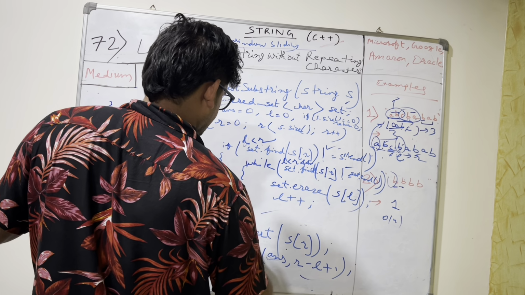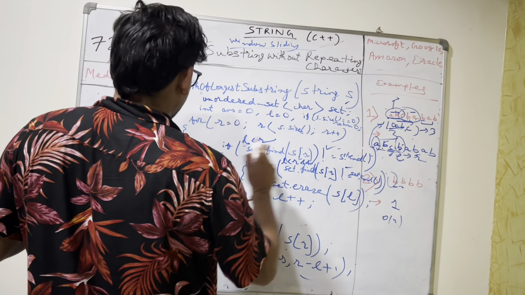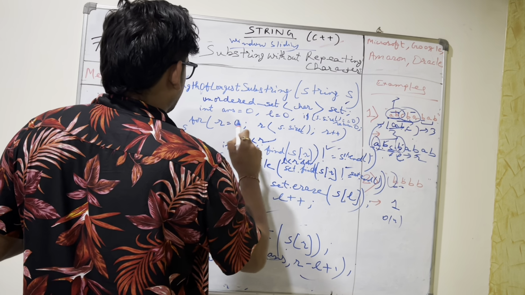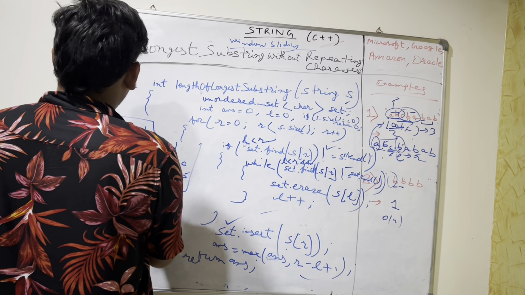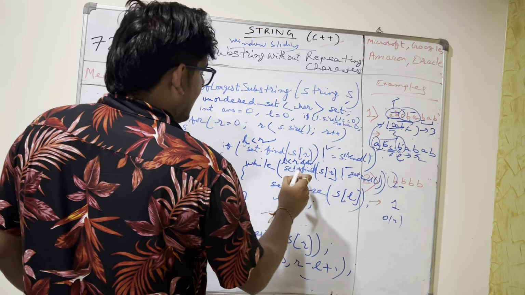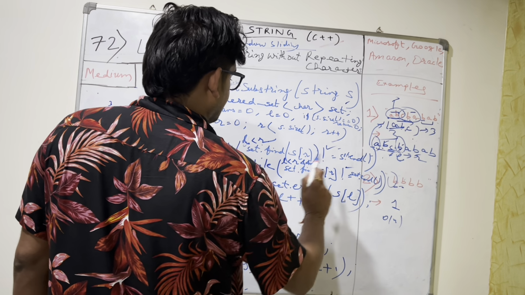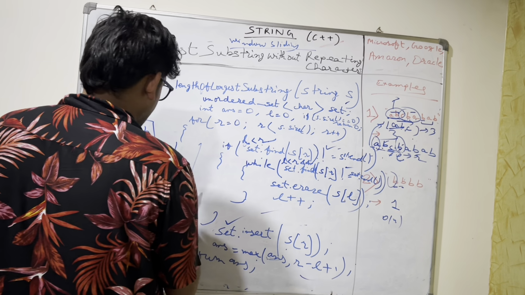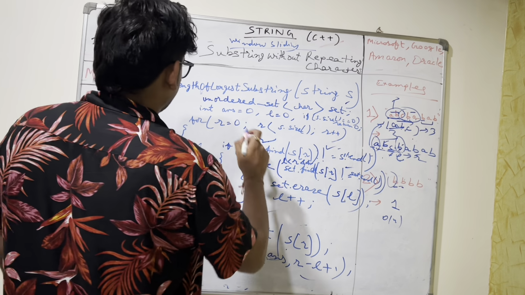We insert it like this, and then when B comes, we see B is already there in the set, and L is less than R, because R becomes 0, 1, 2, 3 now. So R is 3, and this is present in the set. It's not at the end. So what we do, we erase this A and increment L. L becomes 1. L was 0.